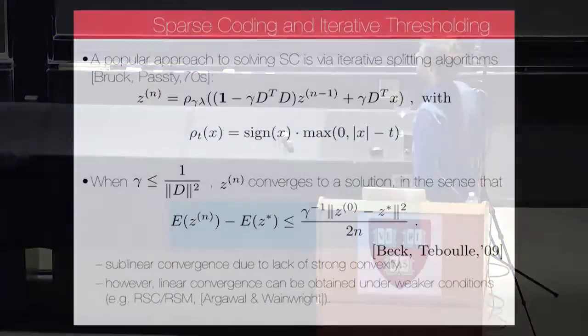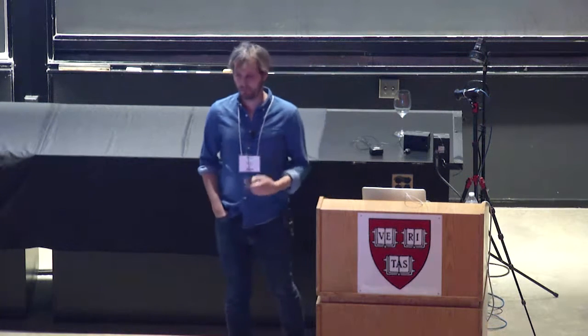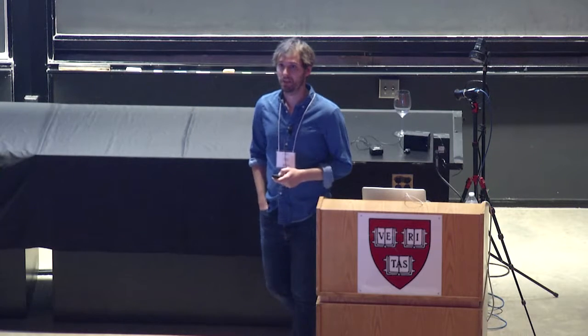So how do we solve this problem? There are many algorithms that solve it. One that I will talk about that is particularly popular is the idea called iterative thresholding, or proximal splitting. It's an idea that is pretty old. It dates from the 70s.